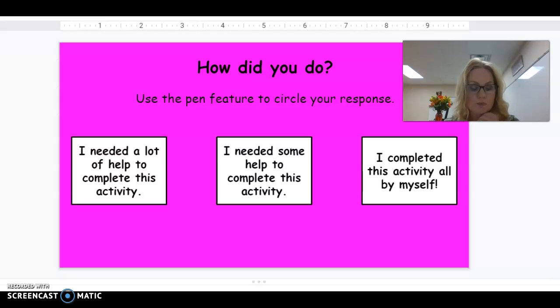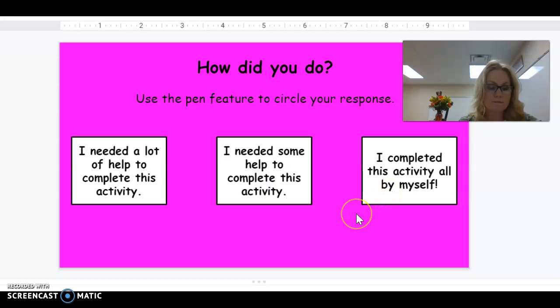At the end, I want you to mark how you did with this activity. Did you need a lot of help? If you did, you would circle this box. If you needed some help, you would circle the middle box. And if you were able to complete this activity all by yourself, you would circle this box.